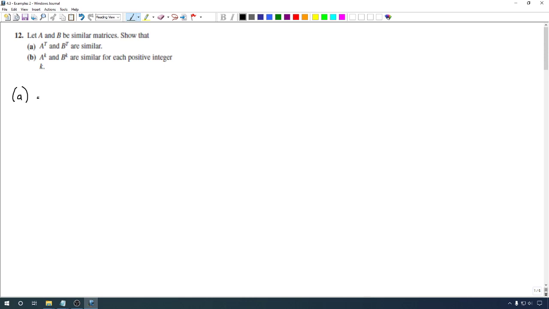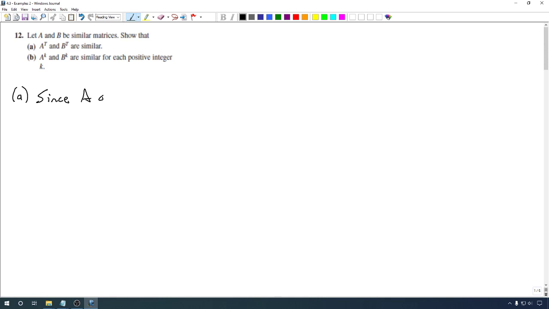So, where do we want to start with this? Well, we want to start with our assumption. Our assumption here is that A and B are similar. What is our definition of similar? Well, let's just write down that definition.